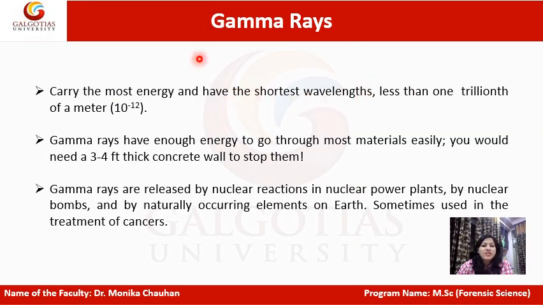Now, last is gamma rays. Gamma rays carry the most energy and have the shortest wavelength, less than 1 trillionth of a meter, that is 10 to the power minus 12. Gamma rays have enough energy to go through most materials easily. You would need a 3 to 4 feet thick concrete wall to stop them. Gamma rays are released by nuclear reactors in nuclear power plants, by nuclear bombs, and by naturally occurring elements on Earth. They are sometimes used in the treatment of cancers.